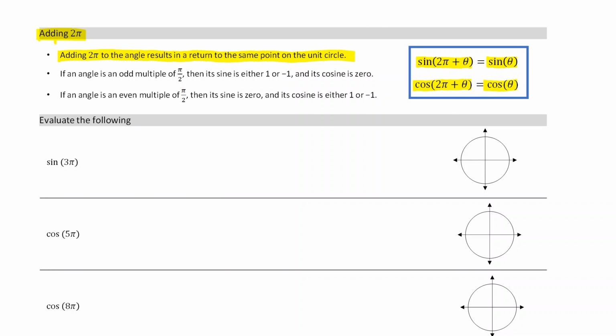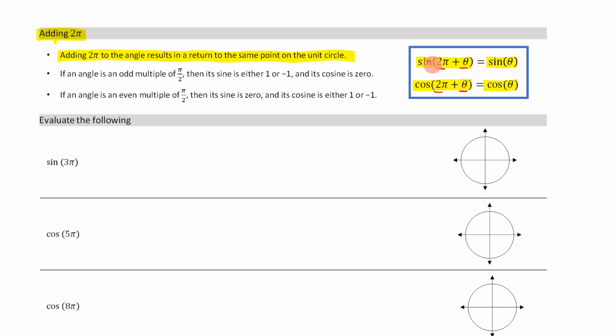Now, the reason why this is true is because going 2 pi around the unit circle just takes you back to where you started from. So therefore, you don't even have to consider it. You can just consider the theta value there. Once we see some examples in action, it will make far more sense, and we'll come back to these 2 dot points later. Okay, so here we have sine of 3 pi.